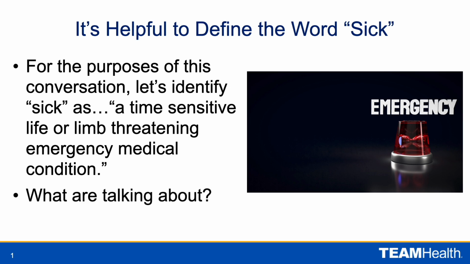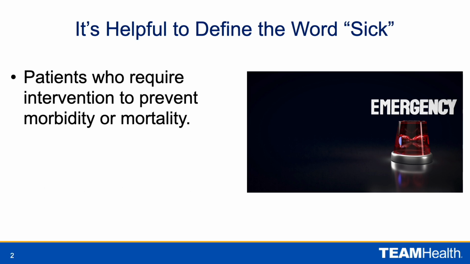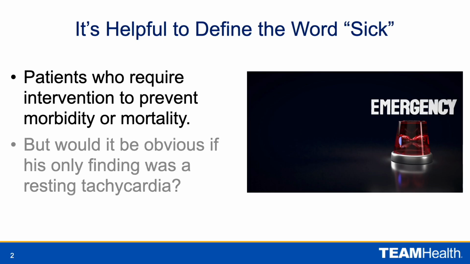So what are we talking about? Patients who require intervention to prevent morbidity or mortality. I think it's pretty obvious to most that a 50-year-old man with diaphoresis, pallor, and conversational dyspnea is sick. But would it be obvious if his only finding was a resting tachycardia? Let's take a system-based approach to identify the sick patient.